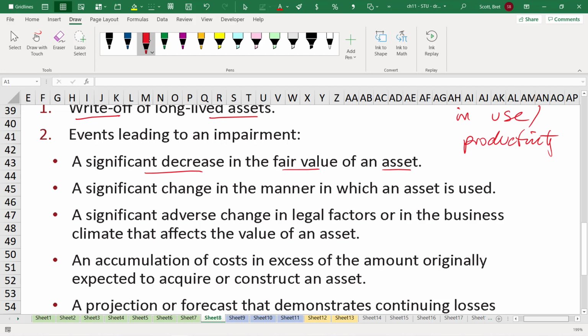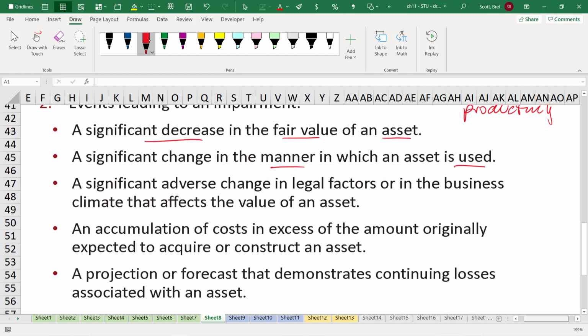So there's a significant decrease in the fair value of the asset due to maybe a technological innovation. There's a significant change in the manner in which an asset is used. Maybe we change our product lines and we no longer need a specialized piece of equipment. If we stop using it, it's just going to sit there and collect dust. What are we going to do with that? If the asset has no use for us, we've got to write it down.